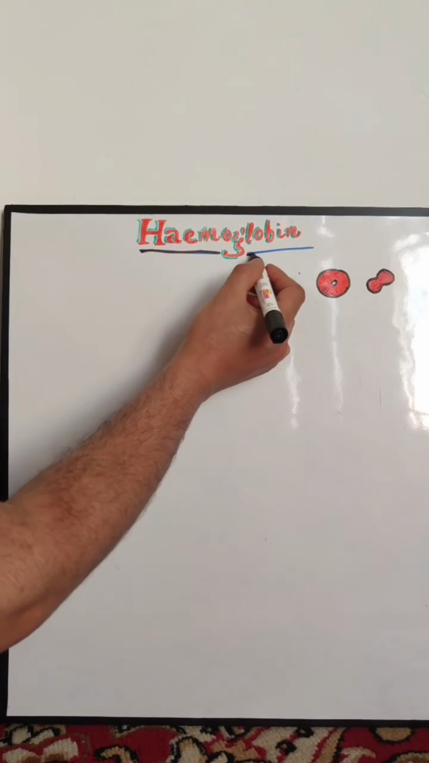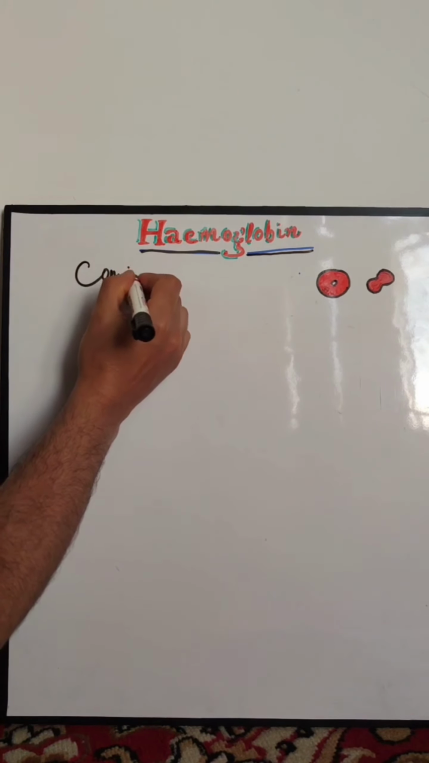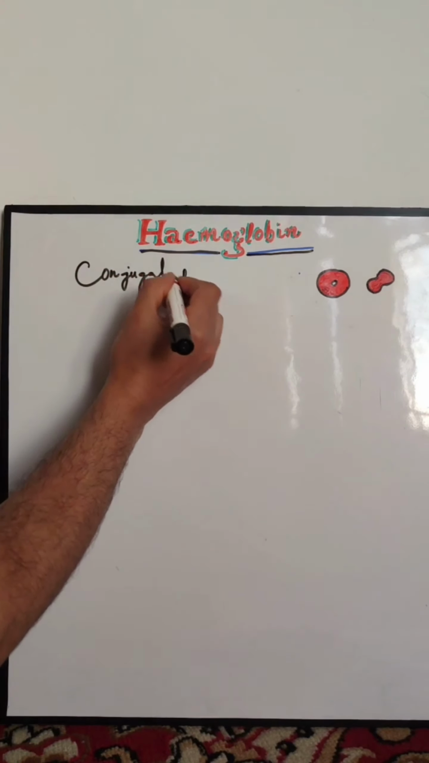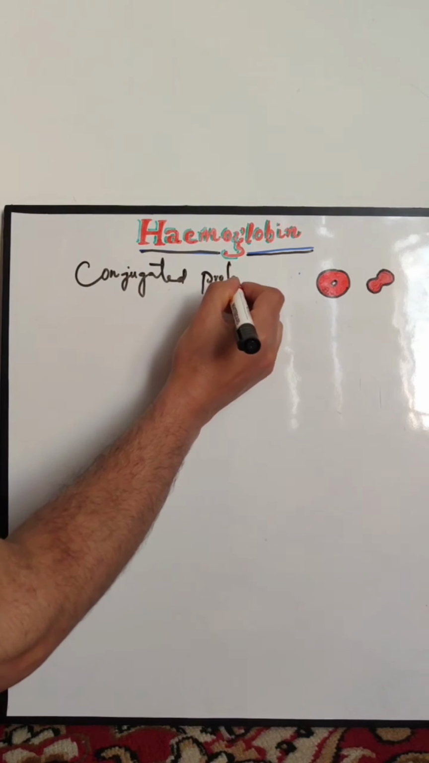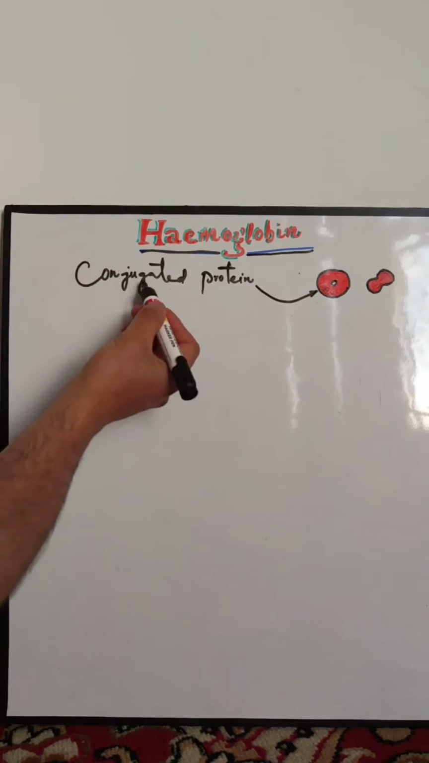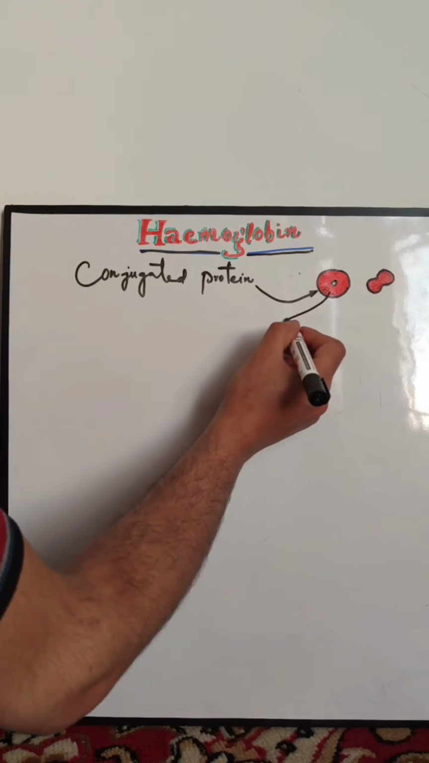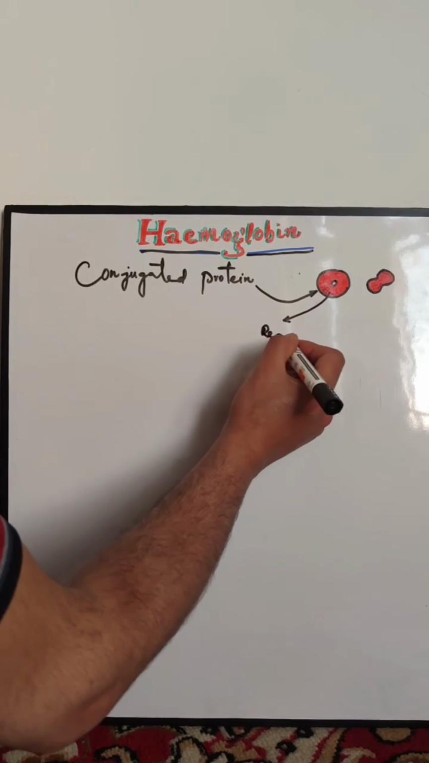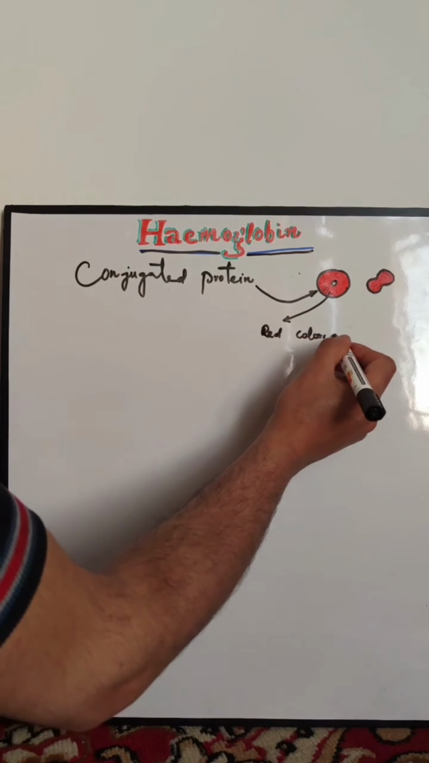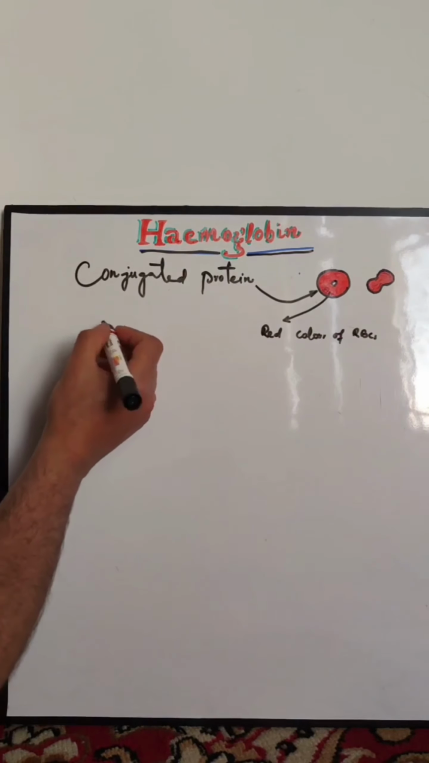Today's topic is hemoglobin. Hemoglobin is a conjugated protein. A conjugated protein means a protein which is bonded with a non-protein part, sometimes called a prosthetic group. Hemoglobin is present in our RBCs. It gives color to our RBCs. We can say that the color of blood is due to the presence of hemoglobin.